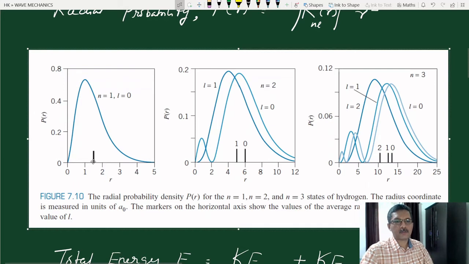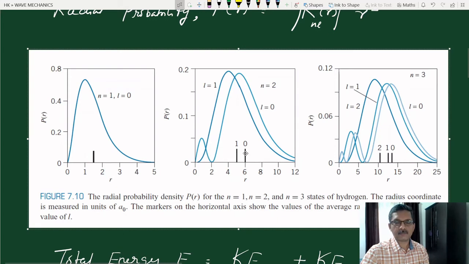See this marker on the horizontal axis gives the value of the average radial distance. For 1s state, we have done this as a problem in the previous class. The average radial distance is 1.5 a0 as shown in this figure. We have done the calculation also, 1.5 a0. When you go to the next states, 2s and 2p state.